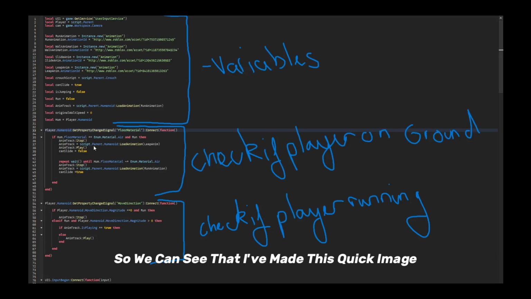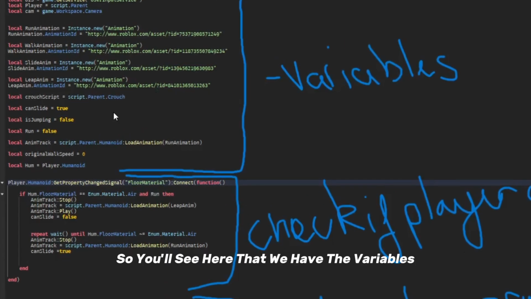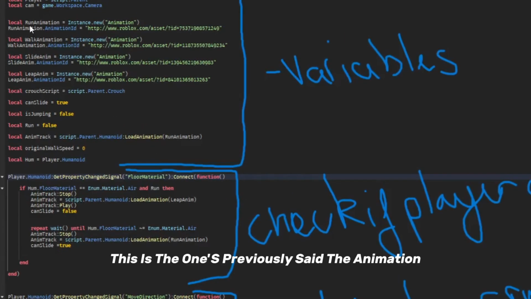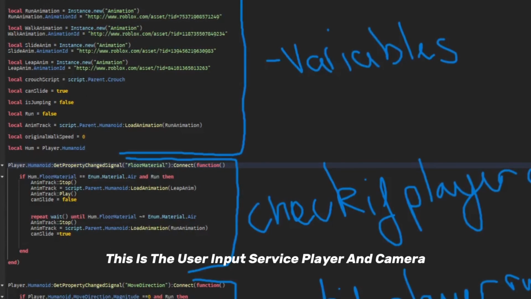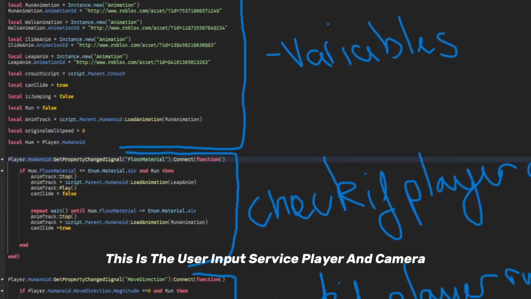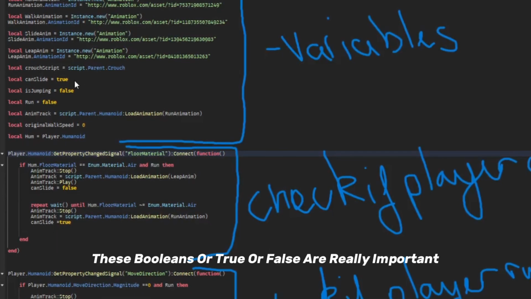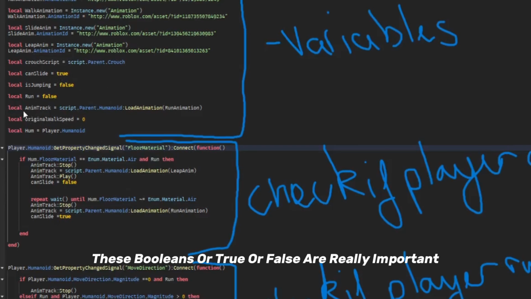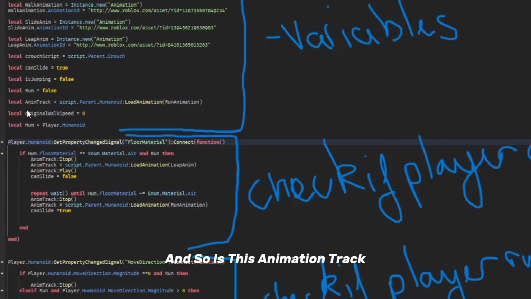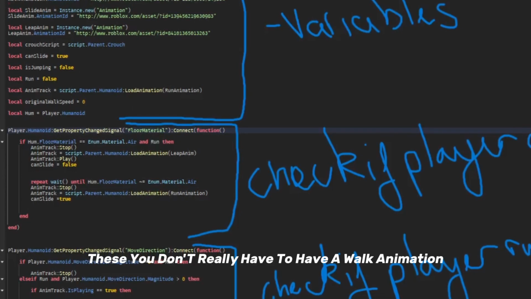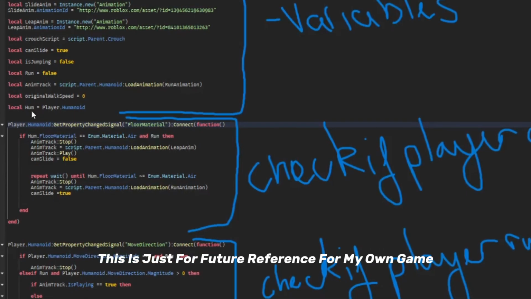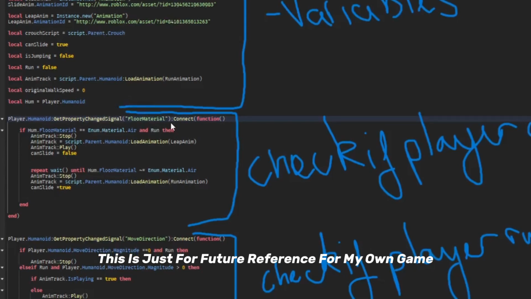So we can see that I've made this quick image. It just helps me explain the code better. You'll see here that we have the variables, the ones previously mentioned: the animation, the UserInputService, player, and camera. You get the gist. These booleans, true or false, are really important, and so is this animation track. You don't really have to have a walk animation; this is just for future reference for my own game.